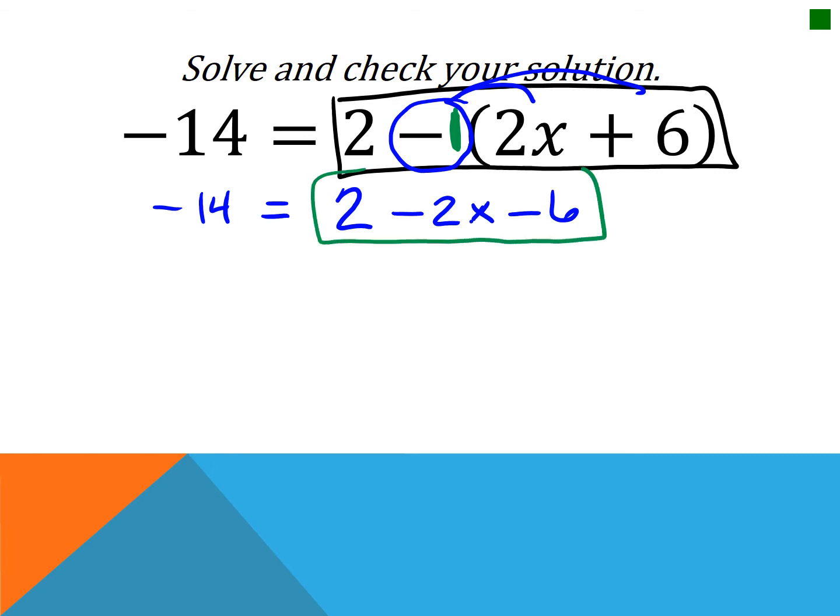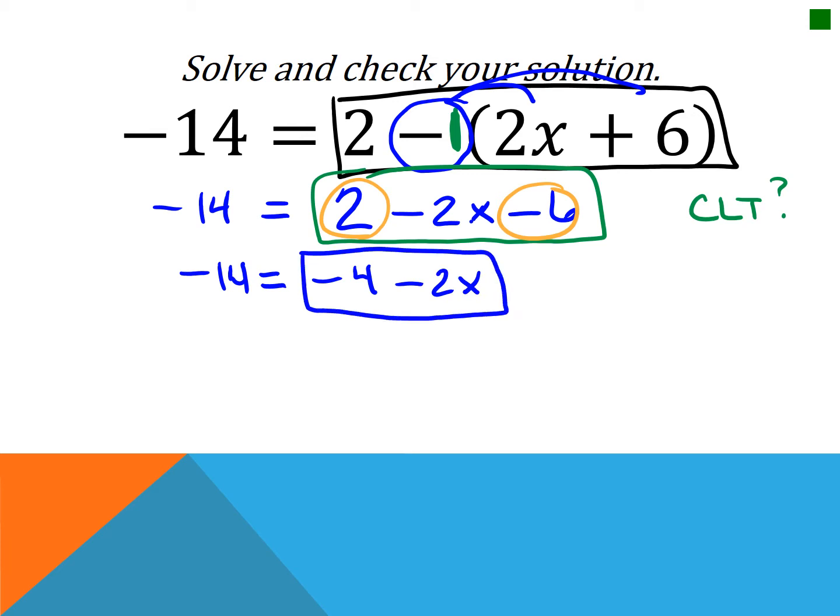Over on the right-hand side, that's where my x is. The question you always ask yourself now is, can I combine like terms? And I can. Here's a 2, and there's a negative 6 that don't have x's. So I have negative 14 equals 2 minus 6 is negative 4. Do it on your calculator. And then I have minus 2x.